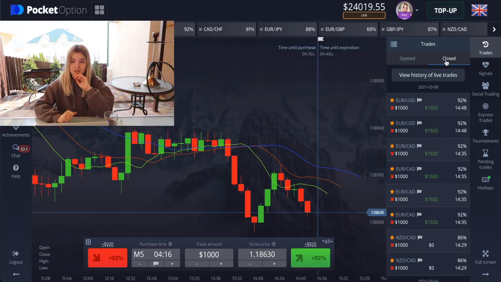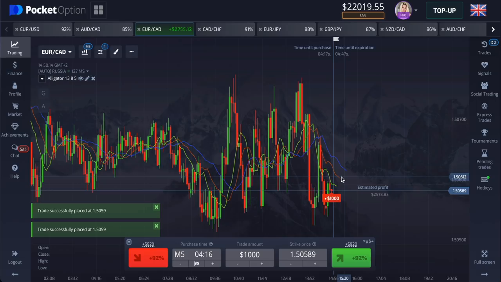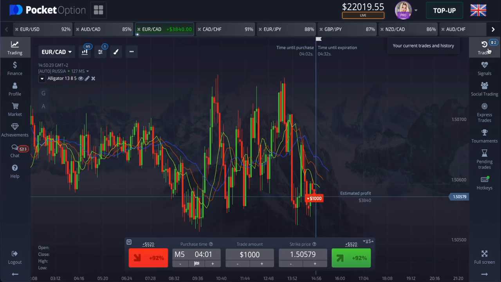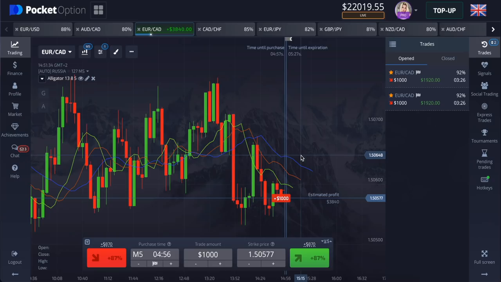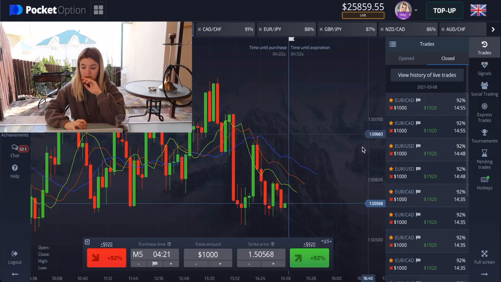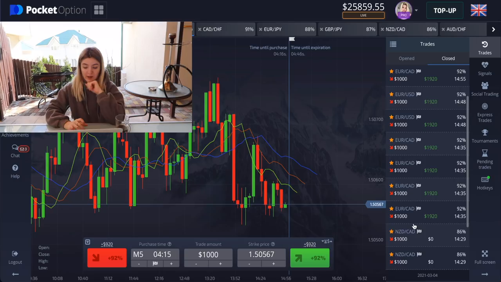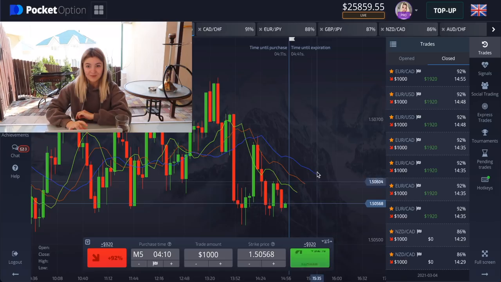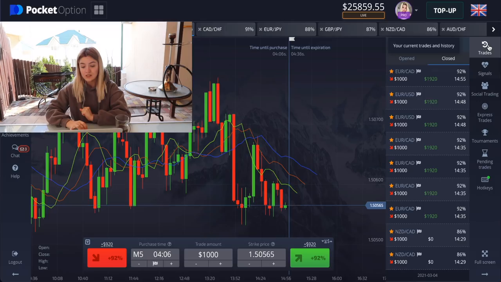Well guys, also right here I'm gonna make a put option. We see that the alligator lines are falling down, so let's wait for the end of our bet. Well guys, it's absolutely profit. $3,800 we have in profit. Wow, I'm shocked. You can see so many bets because I make them on $2,000, so I need to click two times, because the maximum trade amount is $1,000. Let's continue working.